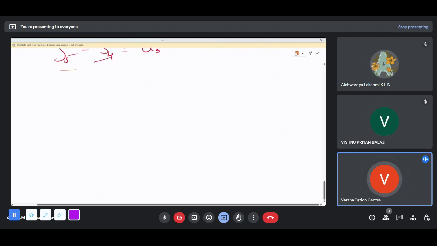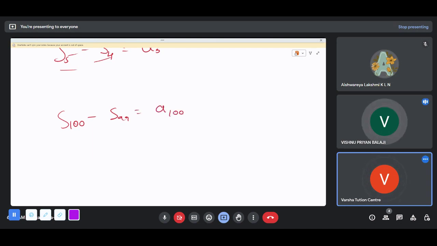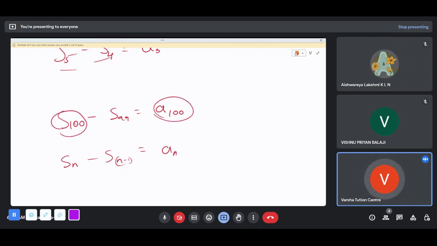A5. When I do S100 minus S99, what will I get? A100. Is that clear? Now, if I do S n minus S n minus 1, what will you get? Yes, A n you will get. Whichever n is there, its A comes.